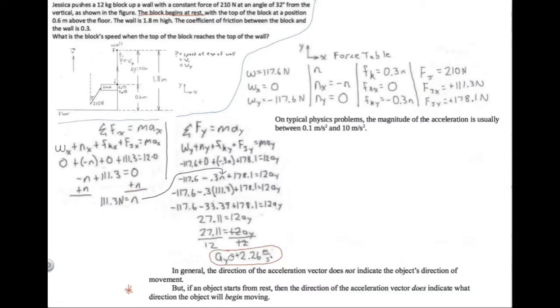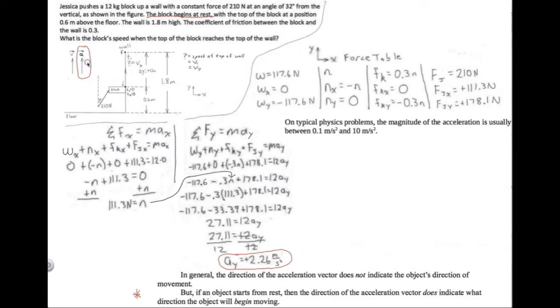Now let's check if our result for a sub y makes sense. Does it make sense that a sub y is positive? Well, our positive y direction is up. So this result indicates that the acceleration points up. As I've drawn here, since a sub x is 0, the overall acceleration points in the same direction as the y component. Does it make sense that the acceleration points up?